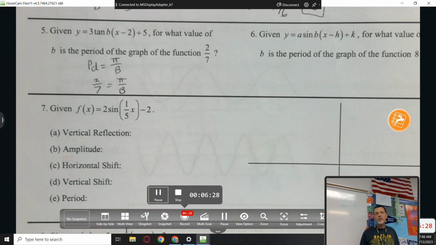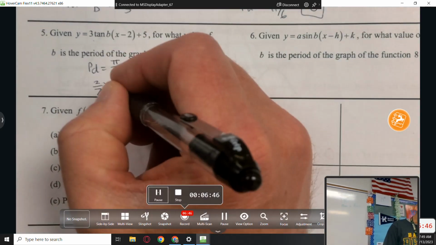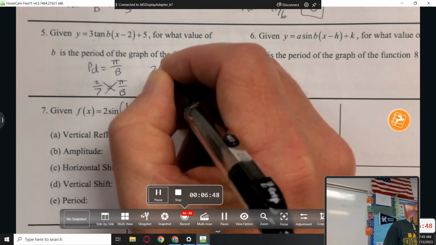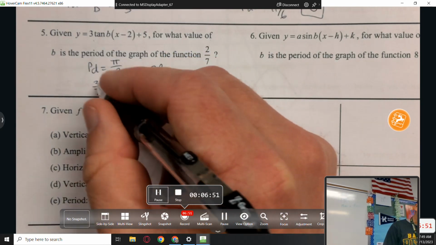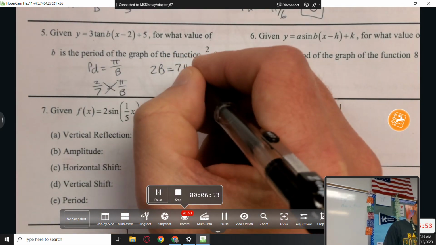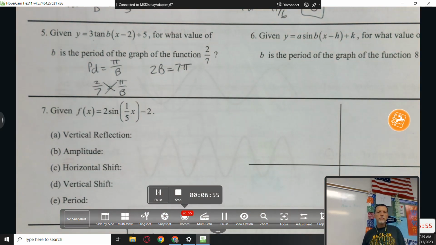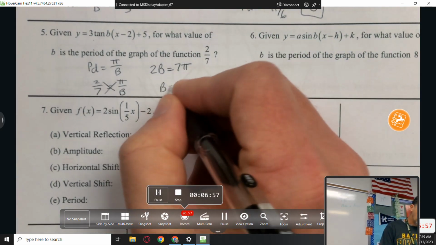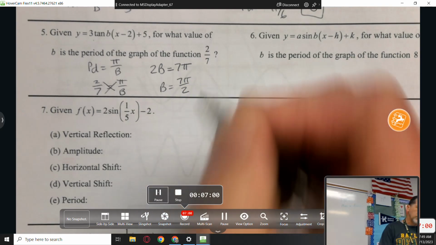What will I do to solve for b? Isolate it. And how will I isolate it? You're right. If I divide by pi, I would have 1 over b. So you could do it that way. I think most people are going to just cross multiply. That way you don't have any more fractions to worry about. So 2b equals 7 pi. And then b equals 7 pi over 2.